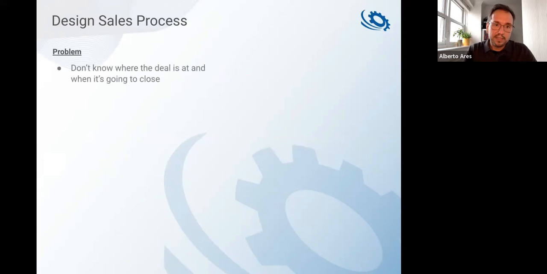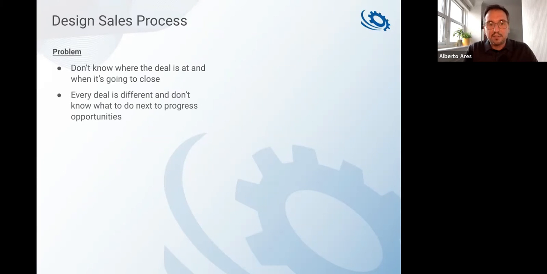Right. So design process. Talk a little bit about the context here. What is the challenge? If you are in sales, you're probably having a situation where you have opportunities, but you really don't know where those opportunities are at exactly and when those opportunities are going to close. Maybe you experienced the frustration that every deal seems different and you don't quite know what to expect. And typically, there's no rules in terms of what you need to do next to progress opportunities, the kind of steps or milestones that you need to go through.